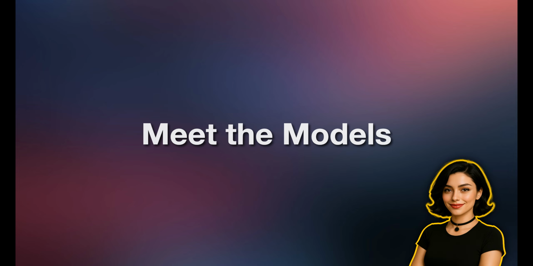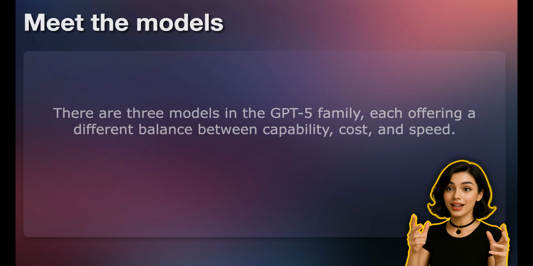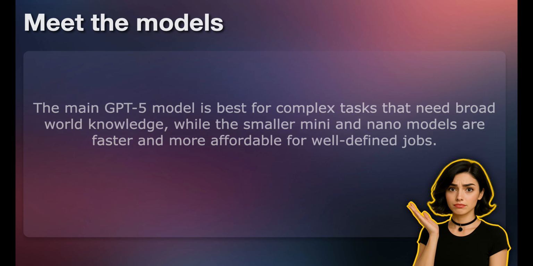Next, we'll take a look at the various models available in GPT-5. There are three models in the GPT-5 family, each offering a different balance between capability, cost, and speed. The main GPT-5 model is best for complex tasks that need broad world knowledge, while the smaller mini and nano models are faster and more affordable for well-defined jobs.